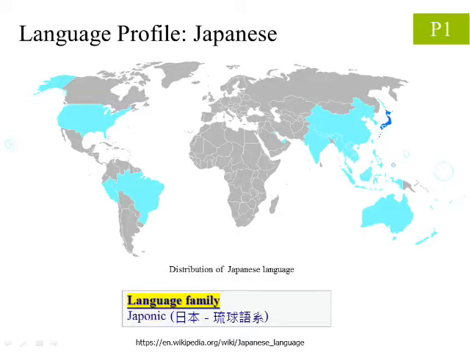The following is its language family. We can see that Japanese is quite special, forming an entire language family by itself.